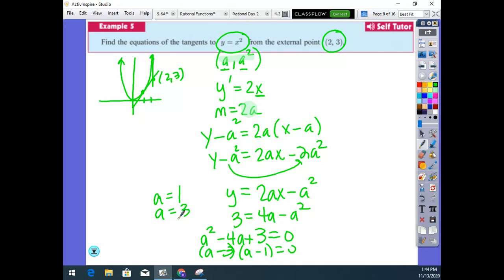So to find the equations of the tangents, I'm just going to, first of all, okay, and I'm going to stop there.